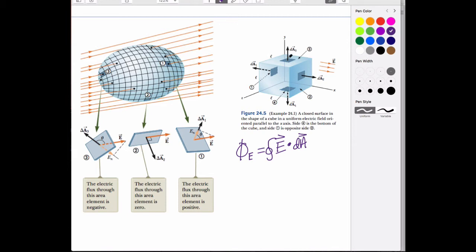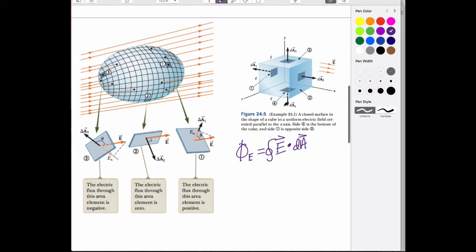Then we'll talk about 4 and 3 kind of together. They're both parallel. And since the E field will be running along this surface on the top and along the surface on the bottom, that means that the area vector for 3 is at a right angle to the E field, so there's no flux. And the area vector for 4 is at a right angle to the E field as well, so it's 0 there too.